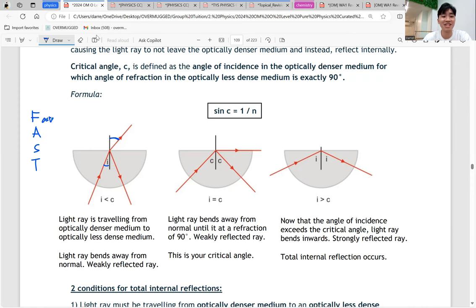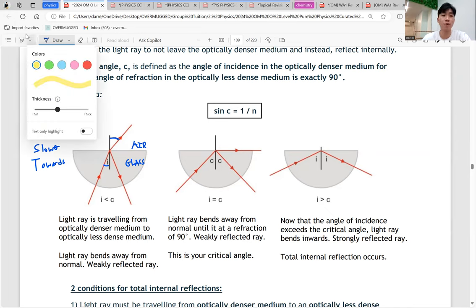Faster, right? Faster. A is away, right? S, slower. Towards, right? So I want you all to think, as I go from glass to air, am I going into somewhere faster or slower? It's definitely faster, right? Because the speed of light in air is much faster. So it's faster, what's going to happen to the light ray's behavior? It's going to bend away, right?